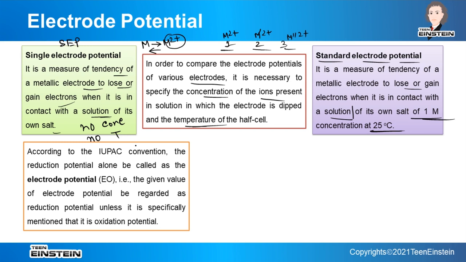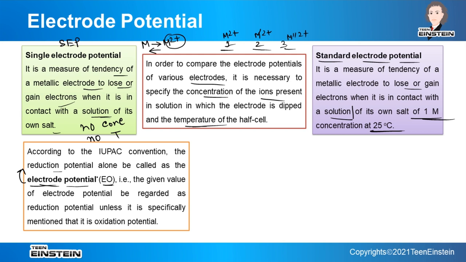Now, according to IUPAC convention, the reduction potential alone can be called electrode potential. So if it is directly mentioned as reduction potential, that is RP, then it is fine. But suppose it is mentioned only as electrode potential, in a numerical or in the book you are reading, then according to IUPAC convention, we consider it as if it is reduction potential. This is the convention.